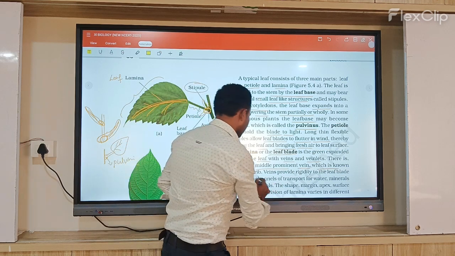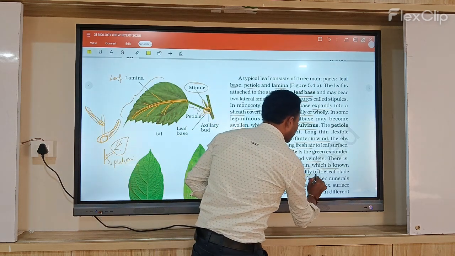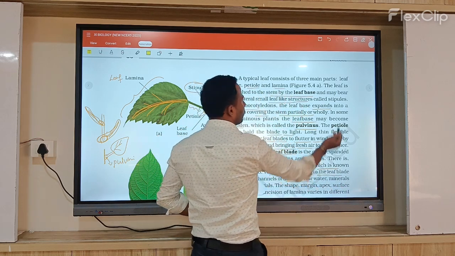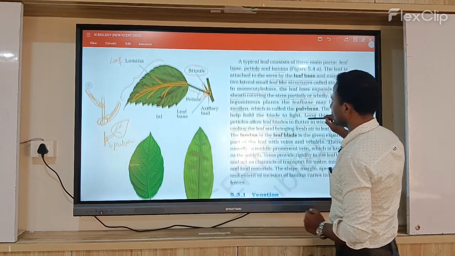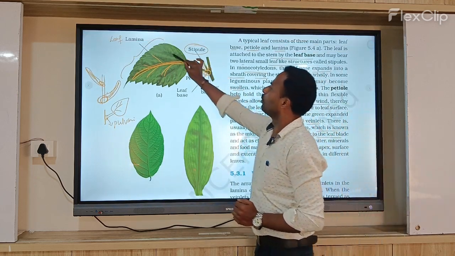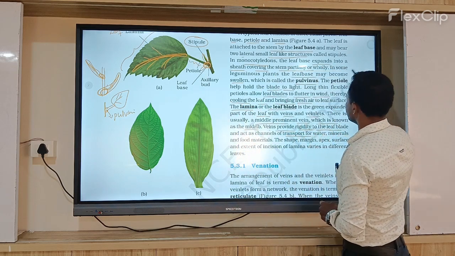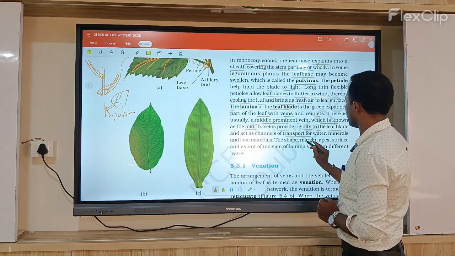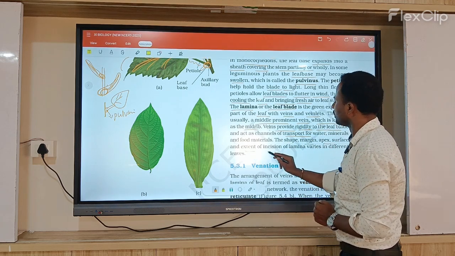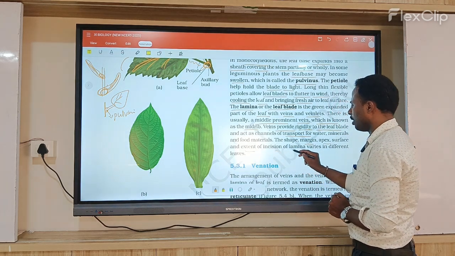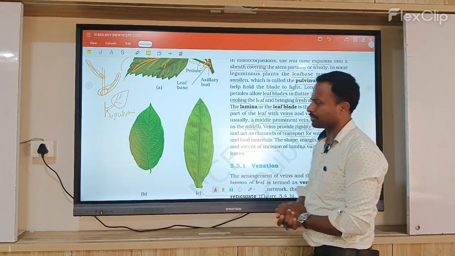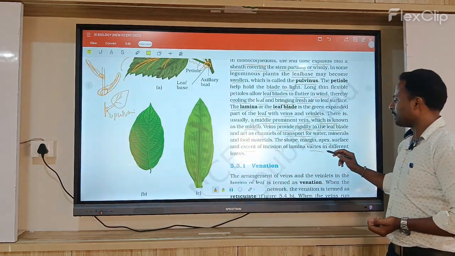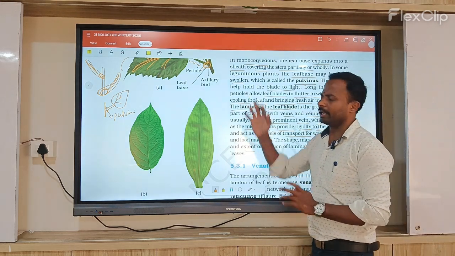And then here are the veins, which provide rigidity to the leaf blade and act as channels for the transport of water and minerals. In the leaf lamina, the shape and margin affect the surface and the extent of incision of the lamina in the various different leaves. So it provides different incisions and laminas. These are the parts of a leaf.